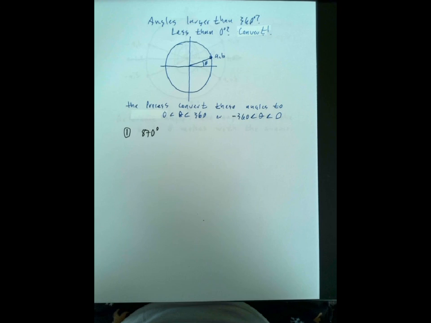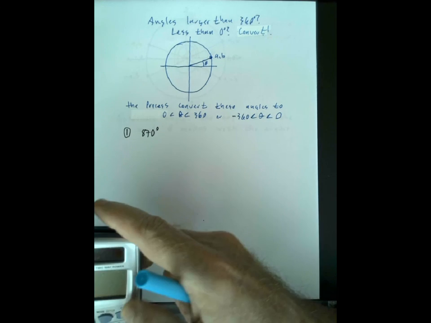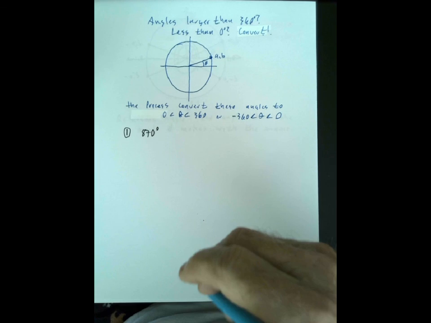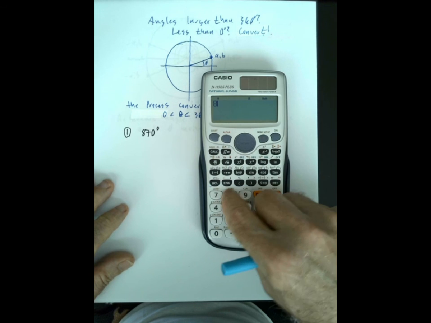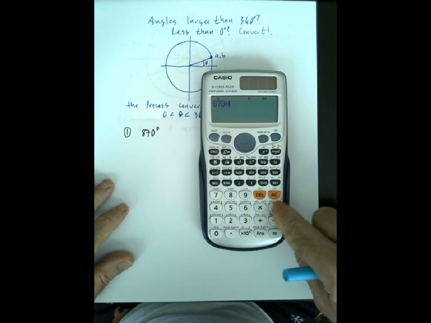So here's how we'll figure that out. I'm going to take on Mr. Calculator here, or you can do it in your head if you want to. I'm going to divide 870 by 360.